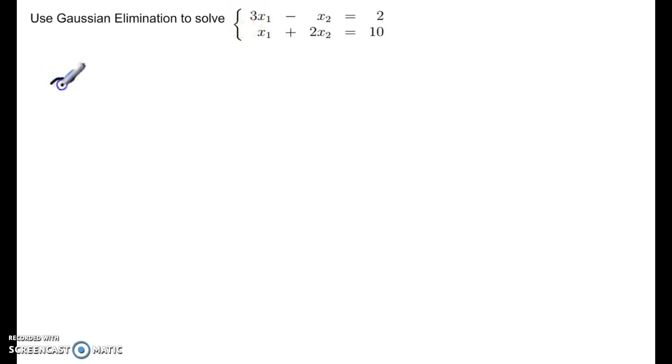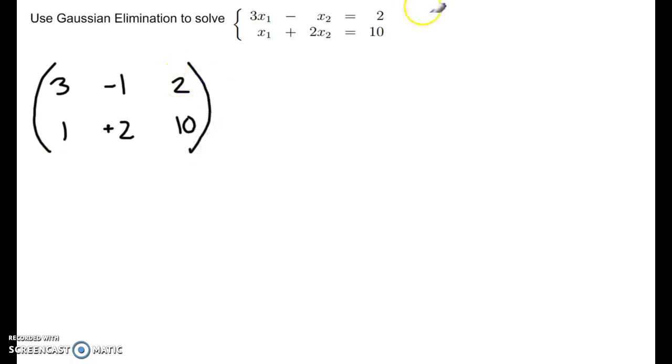So we have 3x1 minus 1x2 equals 2. Then we have 1x1 plus 2x2 equals 10. I could have left the plus out, but that's okay. Our goal is to get it to look like this: 1, 0, and then a number, and then 0, 1, and some number. And that would tell us that x1 equals this number and x2 equals that number.